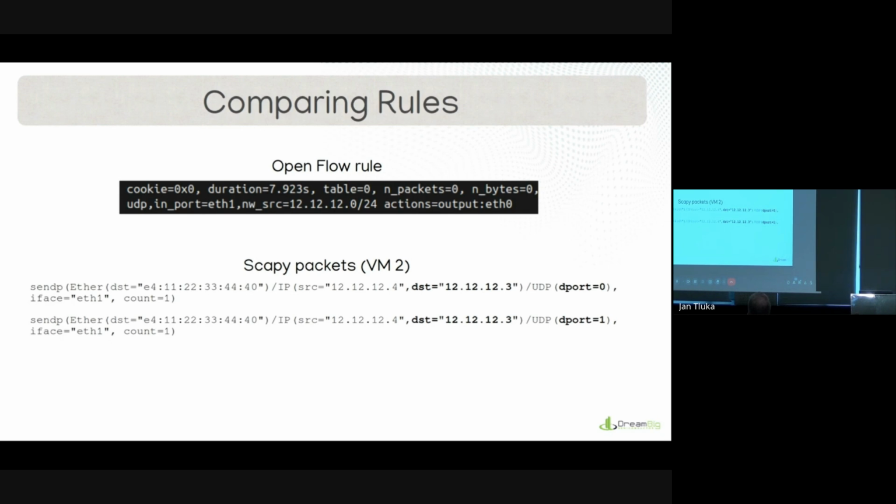The first packet is with the destination IP of 12.12.12.3 and destination port 0. The given destination MAC address is the VM1's address. The second packet is also the same as the first one, but the destination port is 1. The source IP address 12.12.12.4 matches the wildcarded source IP and the wildcarded UDP destination port in the given OpenFlow rule.